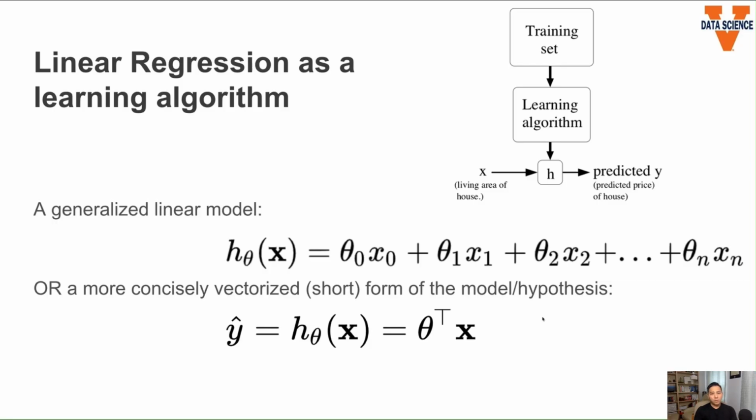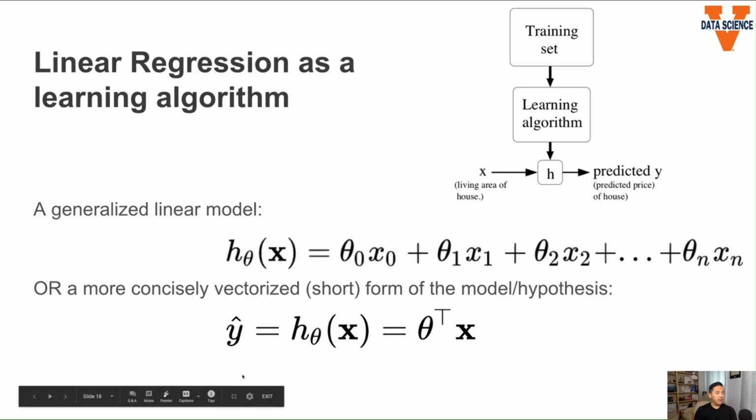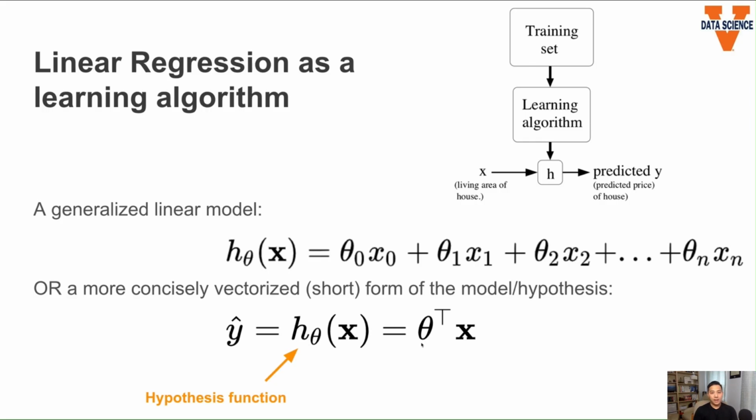Now, you can rewrite this a little bit to make it more compact into a more vectorized form. So the prediction, typically the prediction would have a hat on it. So in this case, y hat would be given by the hypothesis function, and it is just a dot product between the parameters theta and the input x, right? And each of these parameters and inputs is a vector of size n plus 1.